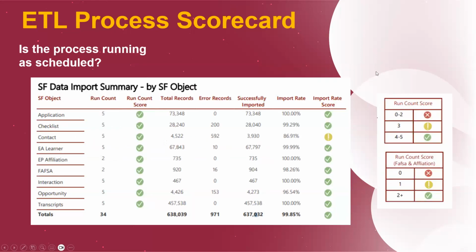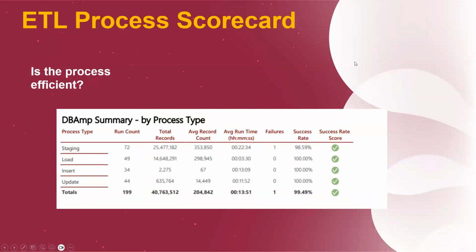Is the process running as scheduled? I just mentioned that we have an expectation that this process runs 5 times a day, and we can see whether it is or not, with the exception of those 2 modules that we expect to run 2 times a day. And then, is the process efficient? So we can also look at run times. We can see average, so this was broken down into staging versus load, insert, and update. And we can see how many times each process runs, the total number of records.